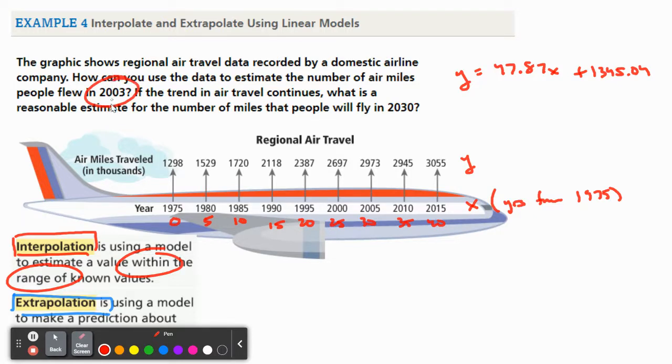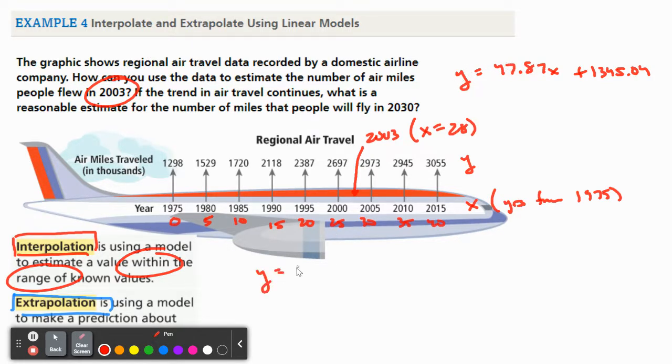The first one is 2003. Now if you look at this picture of this airplane, 2003 fits right here. 2003 is within the data range. It actually has an x value of, if I add 3 to 25, x value of 28. So if I use this trend line to find the air miles traveled in the year 2003, this is going to be an interpolation. It's going to be an estimate that I can use because the x value was within the x values used to create this line of best fit.